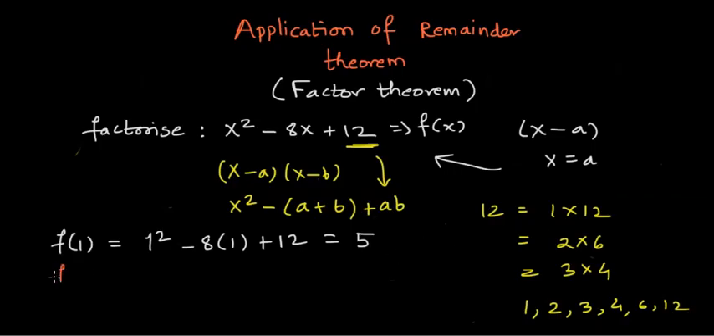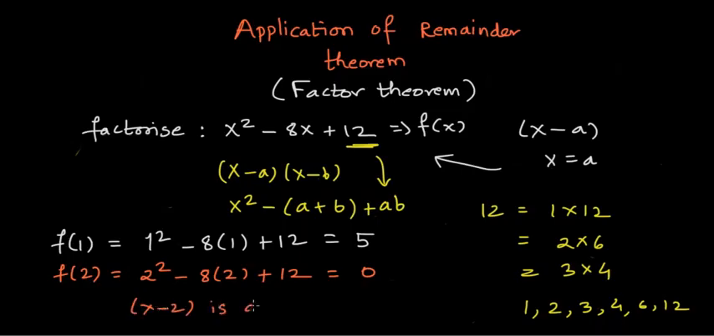Now what about f of 2? Let's see. So square of 2 minus 8 times 2 plus 12. And this gives me 0. And that means x minus 2 is a factor of f of x. Usually it suffices when we got at least one factor. Now we can use long division or other methods to break the expression down into its factors.